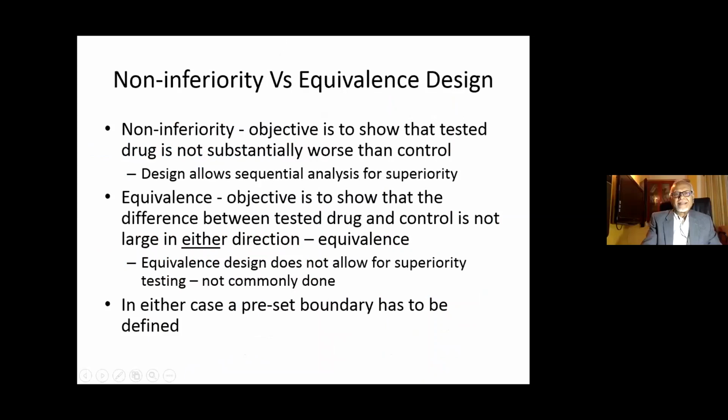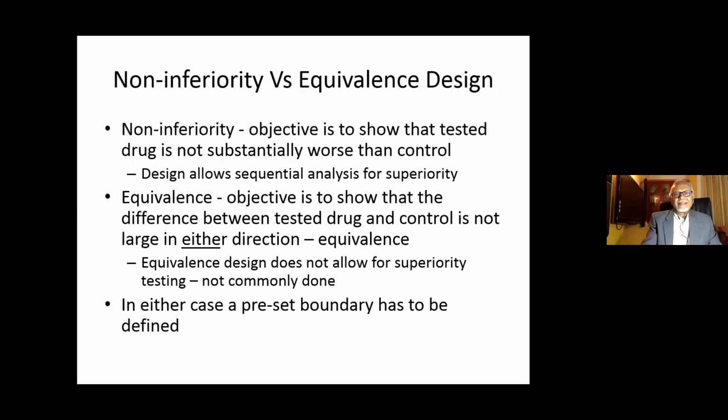There's another design, which I'm not spending any time on, but just because there's confusion, that is called equivalence. Equivalence is not the same as non-inferiority. Equivalence just tries to show that this tested drug is very similar to the control drug, in both directions, within the two arms of the confidence interval. It does not look for superiority, and it looks for non-inferiority, but it does not look for superiority.